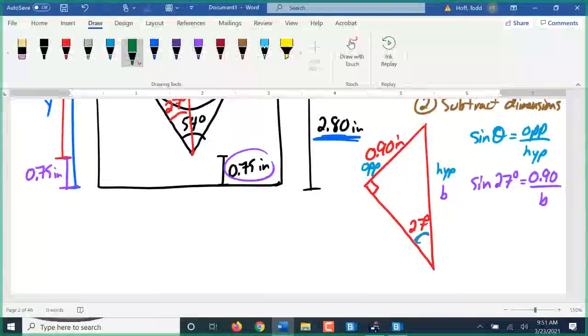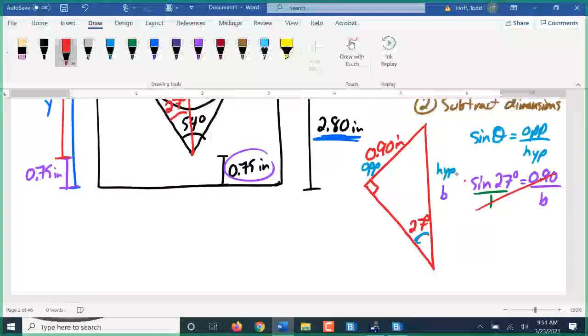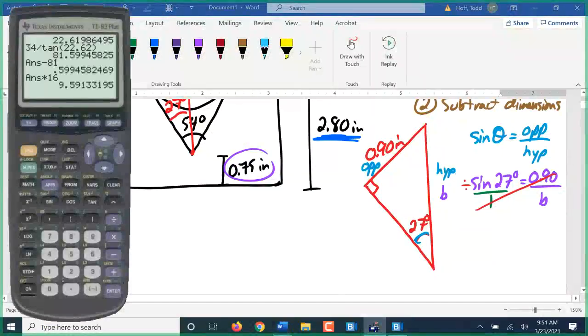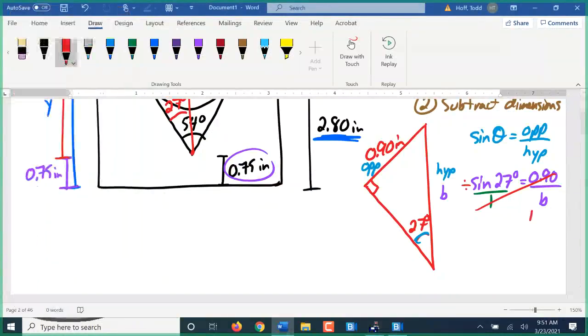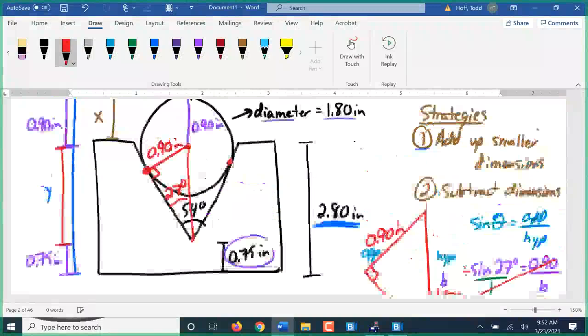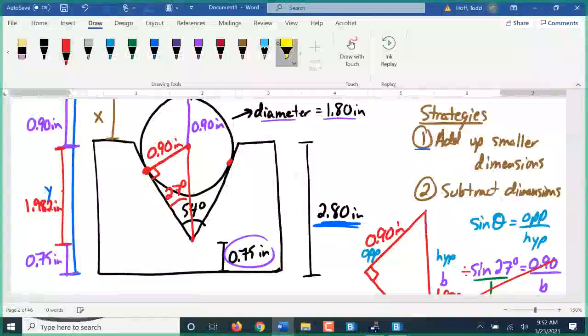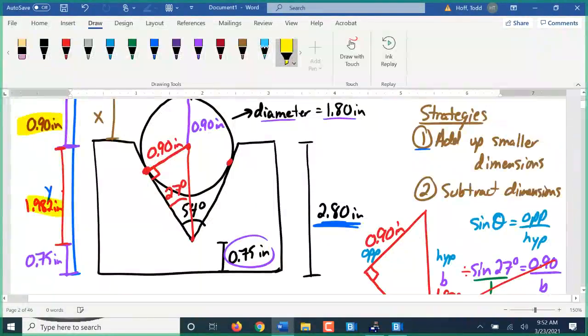Since I am looking for a missing side, I make this into a proportion and I cross multiply and divide. So I put my trig function over 1, and I will cross multiply. 1 times 0.9 is 0.9, divided by the sine of 27. 0.9 divided by sine of 27 degrees is 1.982 inches. So this is 1.982 inches. That means over here, this is 1.982 inches. So y is found by adding up those three dimensions.